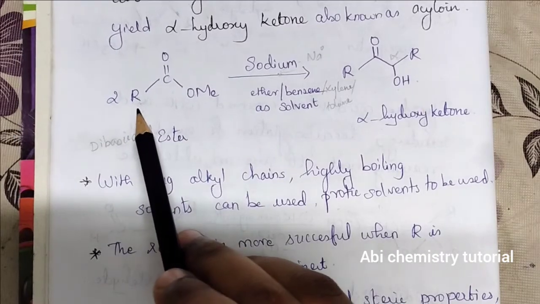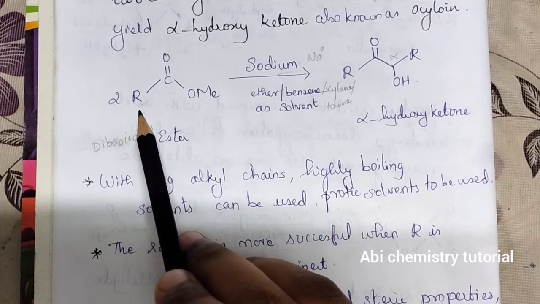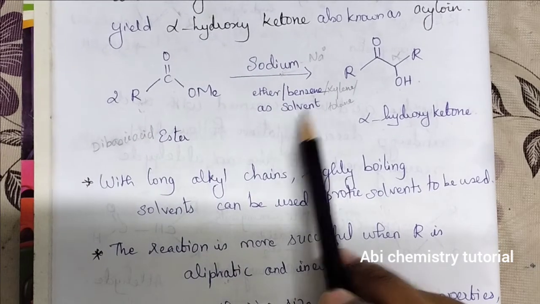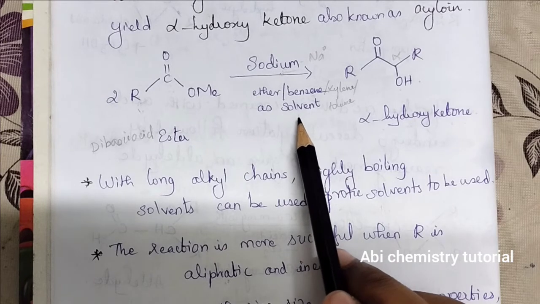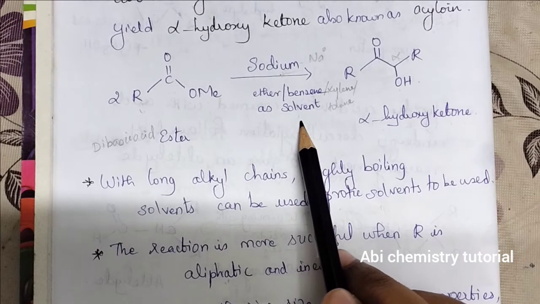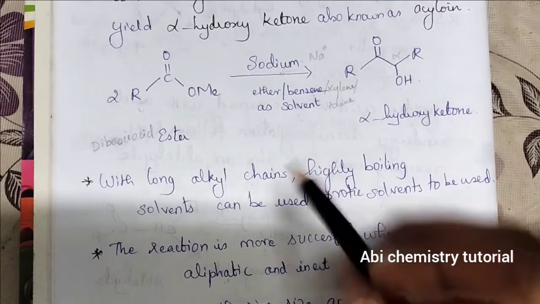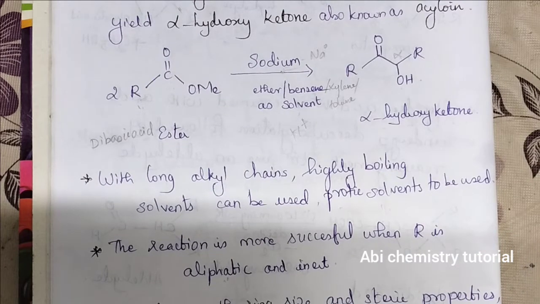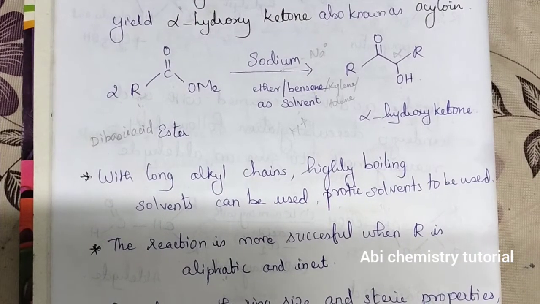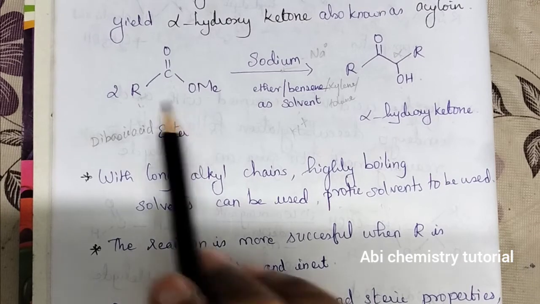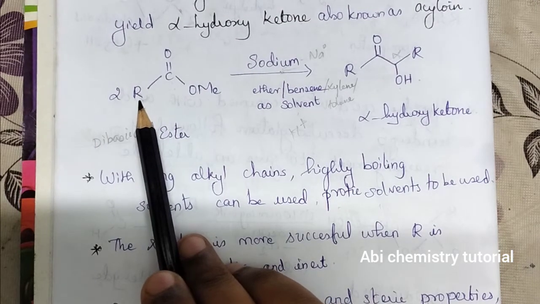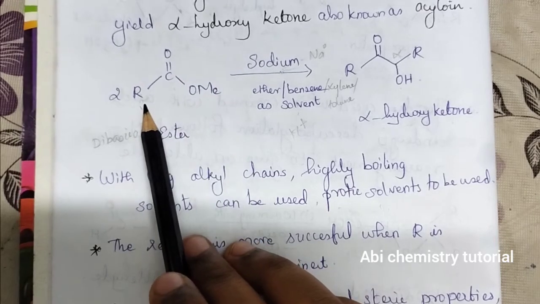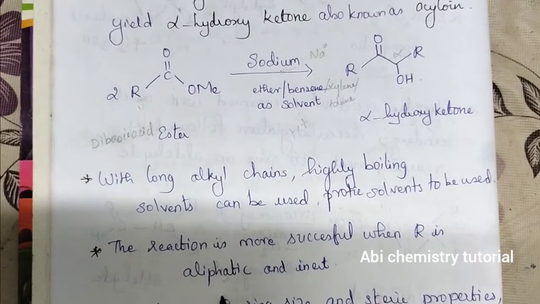If R is a very long alkyl chain, then we should use high-boiling solvents. The main condition is that the solvents should be aprotic, that is, the solvent should not release H plus. Only such solvents should be used in Acyloin condensation. The Acyloin reaction will be more successful when the R group is aliphatic and inert. If it is aromatic, the reaction will not be supported as in the case of aliphatic.